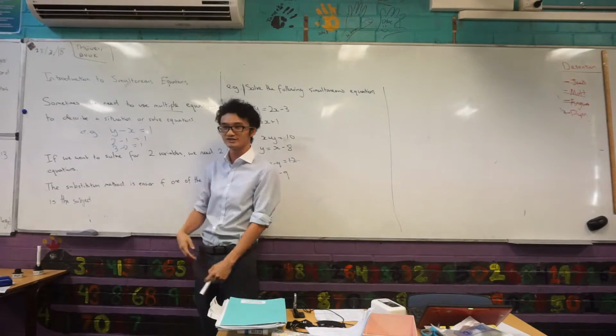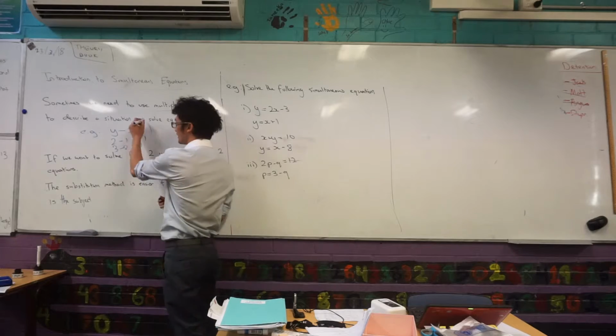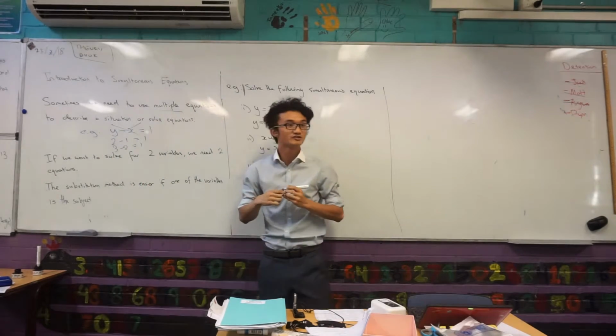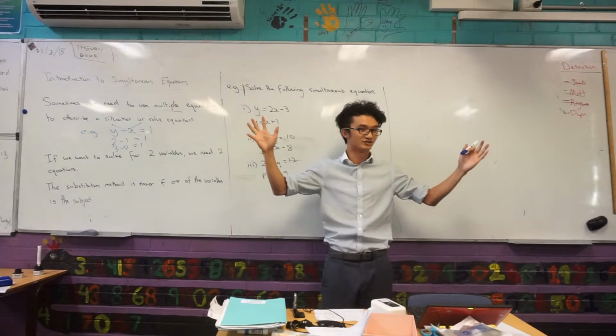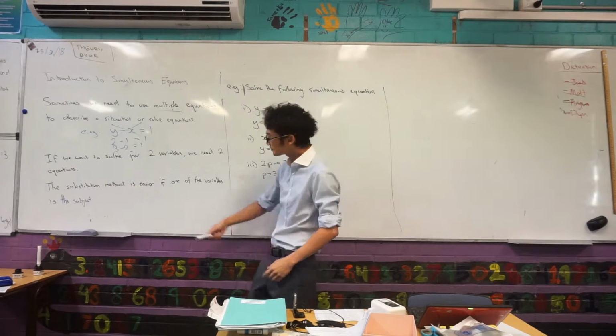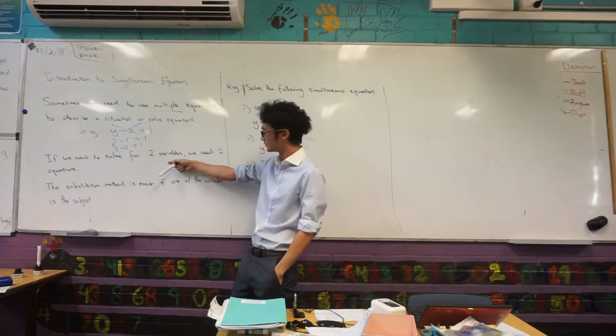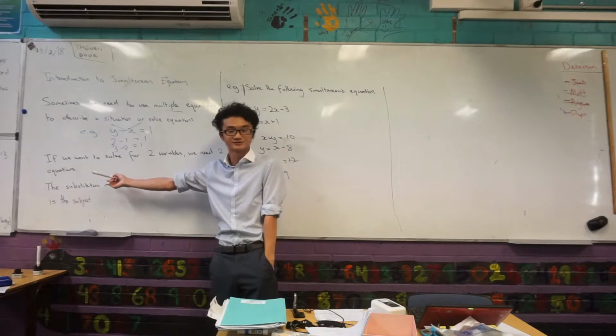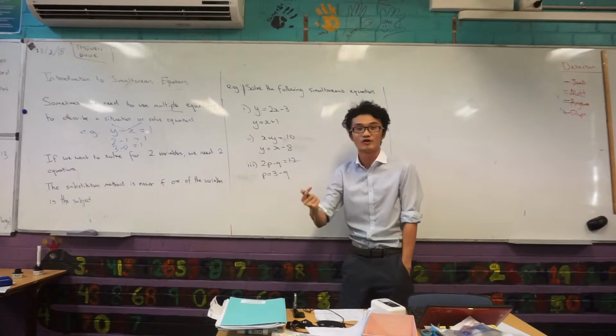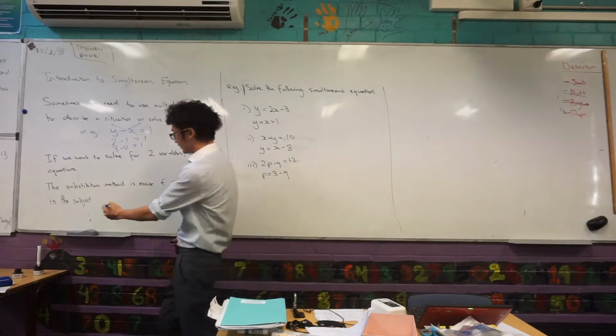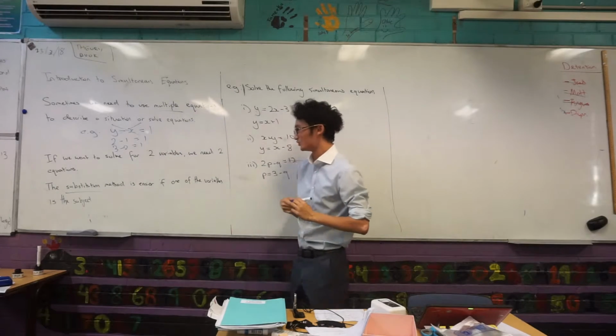If you have one equation with two variables in it, you can't actually solve this because there's not one solution. There's a whole range of answers you could get. That's the issue. If we want to solve for two variables, we need two equations. I'm going to show you a whole variety of ways to solve them, but this is the first method. It's called the substitution method.